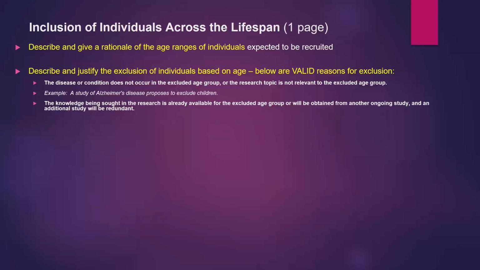It could be that the knowledge being sought in your research is already available for the excluded age group or will be obtained from another ongoing study, and an additional study would be redundant. An example of this is a drug studied and approved for use in children that will now be studied only in adults.